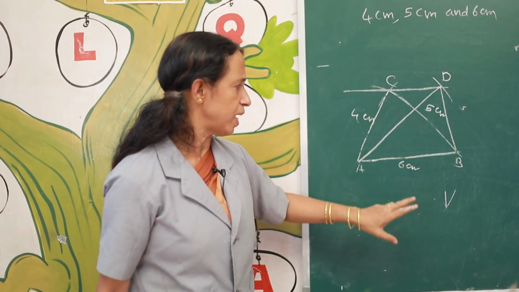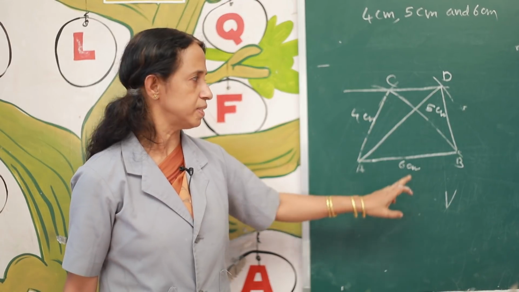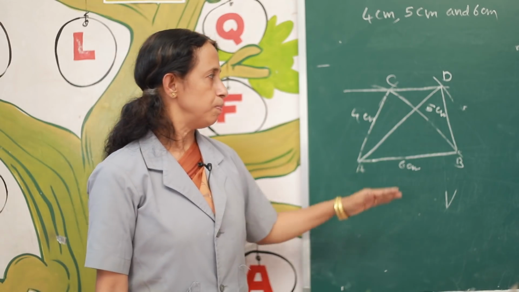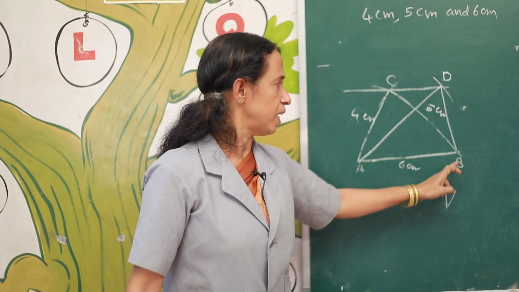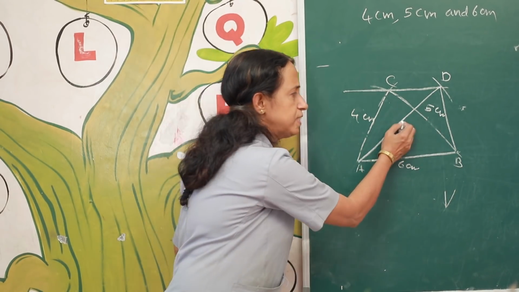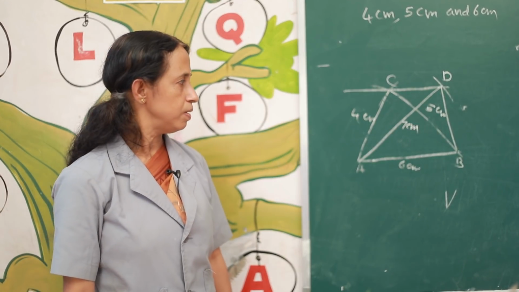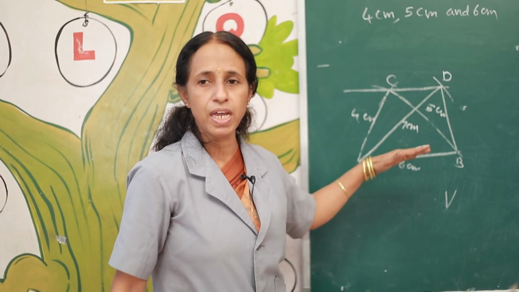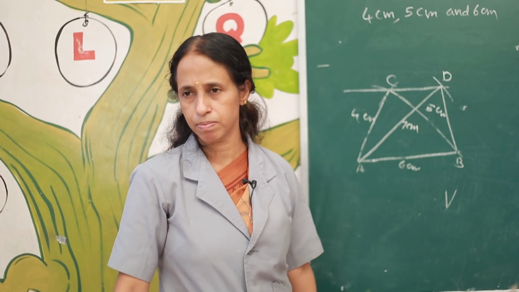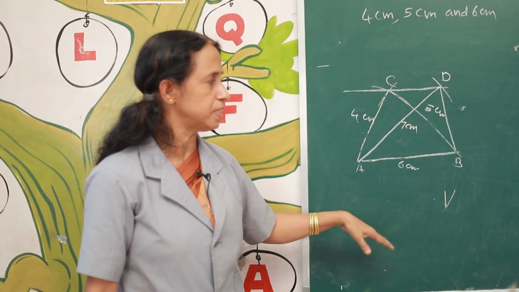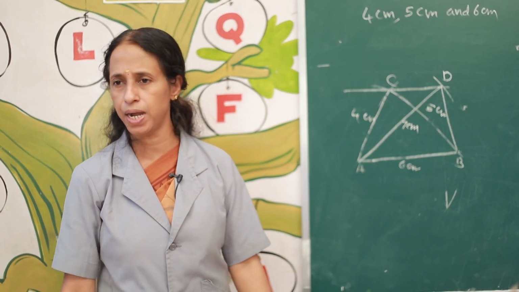The sides of triangle ABC are 6 centimeter, 5 centimeter and 4 centimeter. One side of triangle ABD is 7 centimeter. We have got that the areas of these triangles are the same. The area of triangle ABC is equal to the area of triangle ADB.